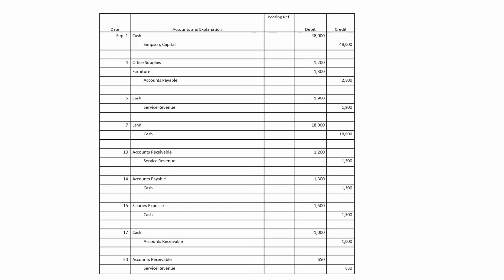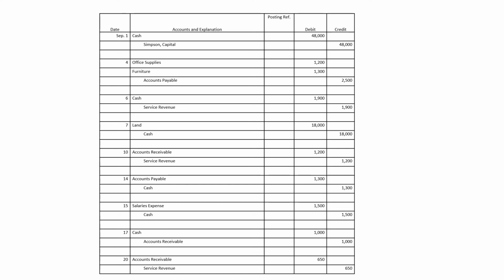On the 10th, the company performed services for a hotel and received its promise to pay $1,200 within 1 week. So the company performed a service, so service revenue is affected, but they didn't get the money yet, so accounts receivable was affected. More money is owed to the company, so accounts receivable has to increase. It's an asset, so we debit it. Service revenue is increasing also because we performed more of a service. We want to accumulate all the charges to our customers in that account, so we credit it.